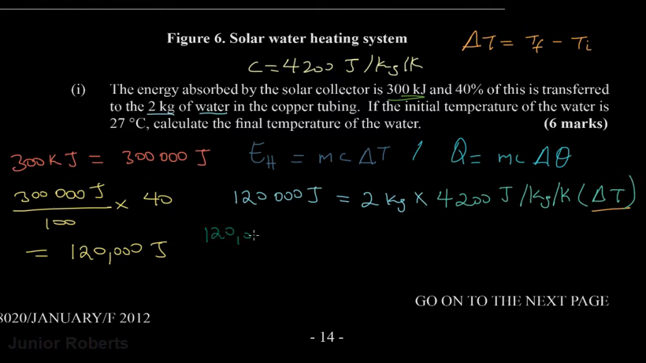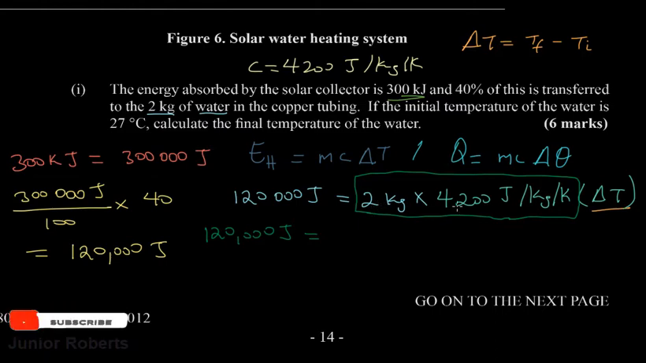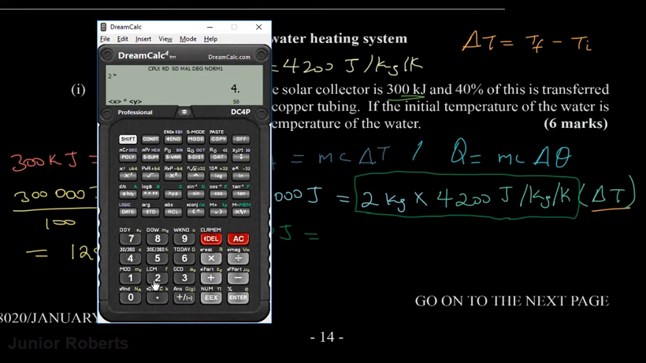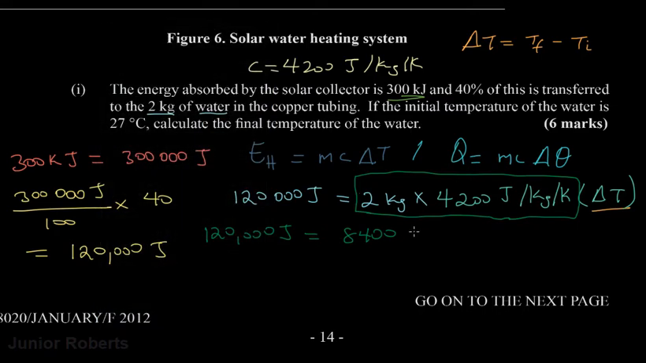So then now we can simply write that 120,000 joules is equal to, we can simplify here, so we're going to simplify this portion by multiplying them through. So we'll multiply 2 kilogram by 4,200 joule per kilogram per Kelvin. We take out our calculator: 2 times 4,200 is 8,400. Now, in terms of our units, we have kilograms here and per kilograms here, so these two will cancel, leaving our unit being joule per Kelvin.